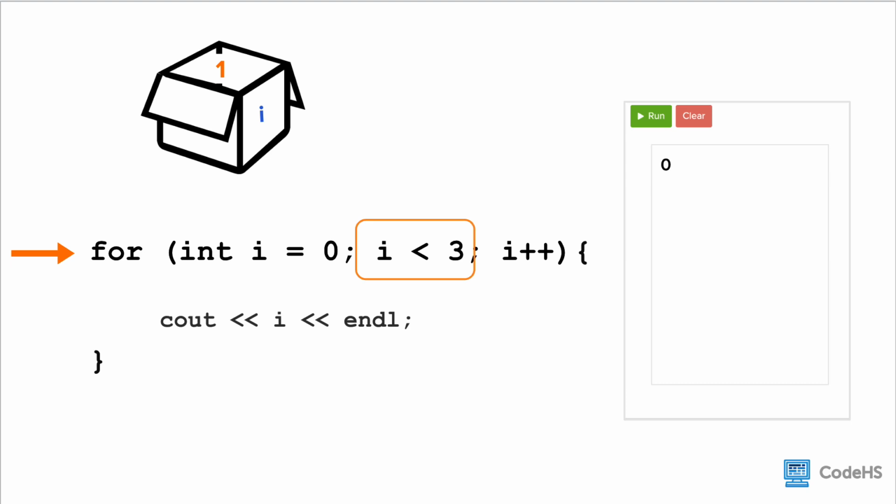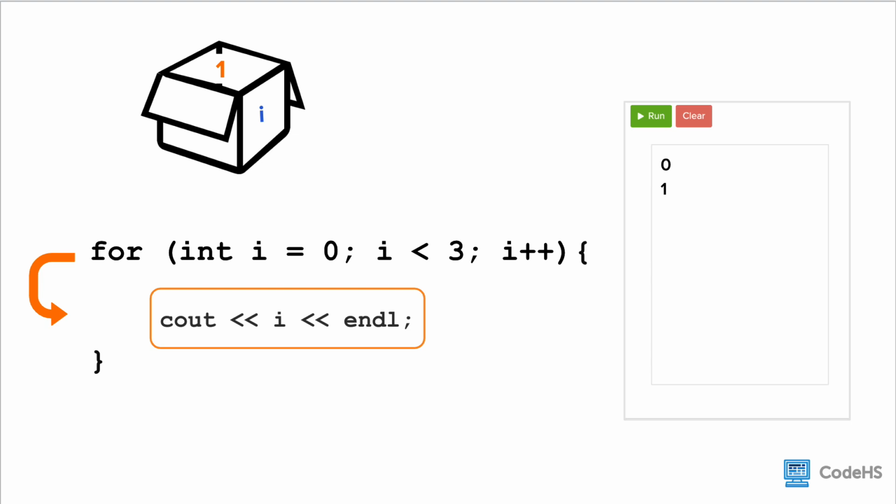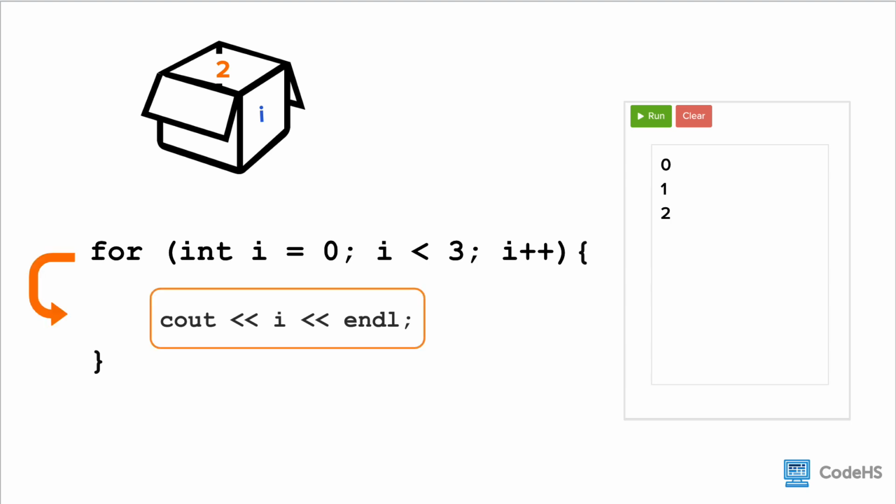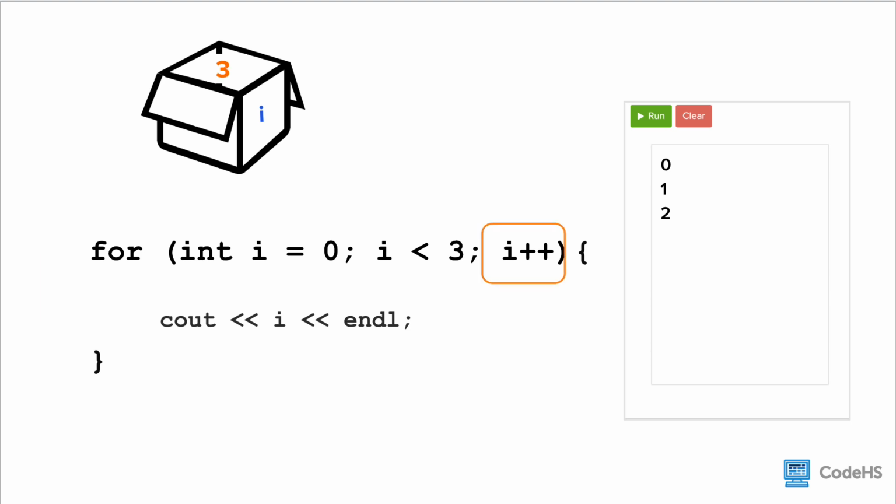i is now equal to 1, so it's still less than 3. The program prints 1 and then increments up to 2. 2 is still less than 3, so we go back into the loop and the program prints the number 2. The program now increments up to 3. Now 3 is not less than 3, so the loop is complete.